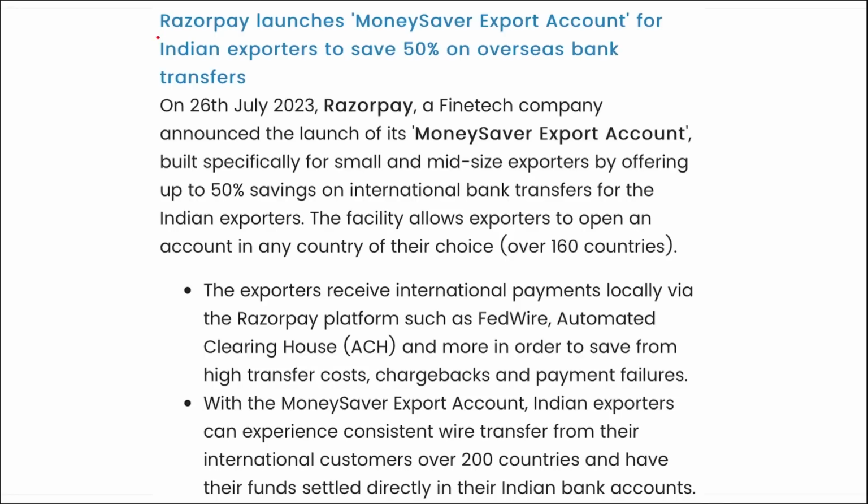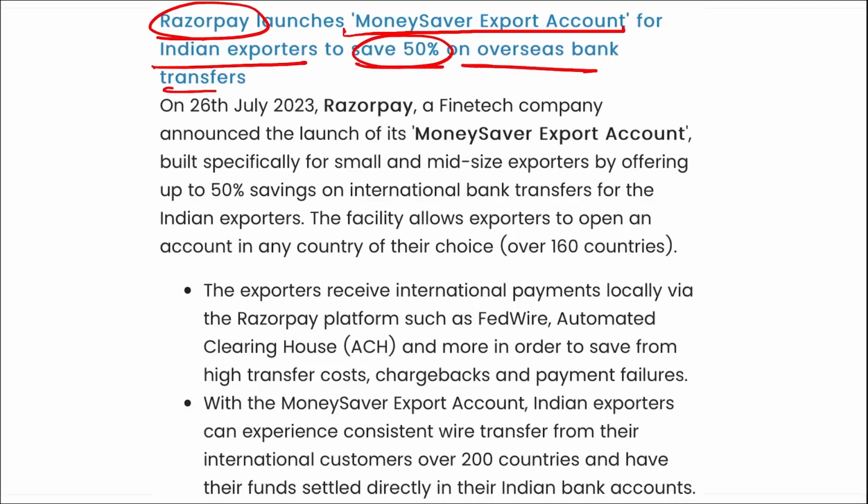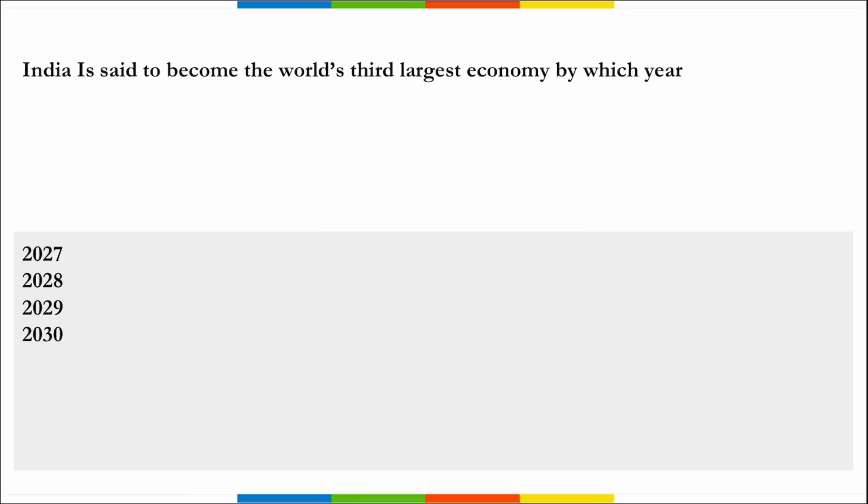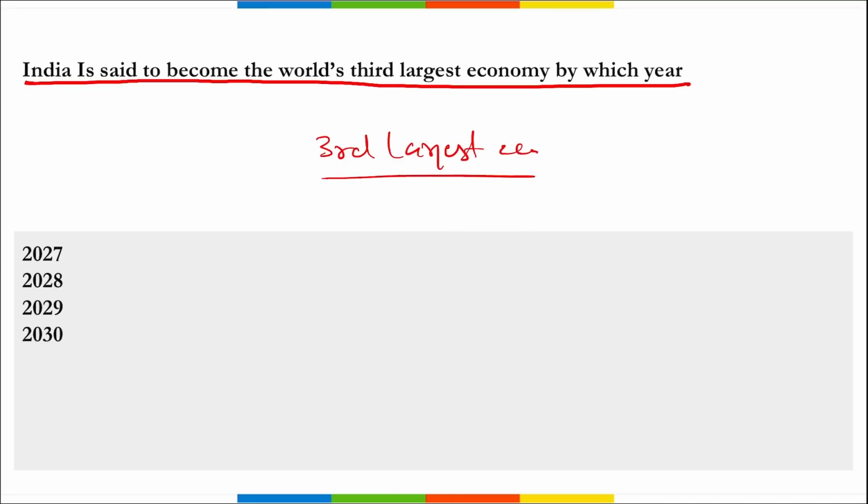Here you can see Razorpay launched Money Saver Export account for Indian exporters to save on overseas bank transfer. Next, India is set to become the world's third largest economy by which year? Third largest economy. It is expected, and the data was released by SBI's Ecowrap report, that by the year 2027, India will become the third largest economy in terms of GDP, right?